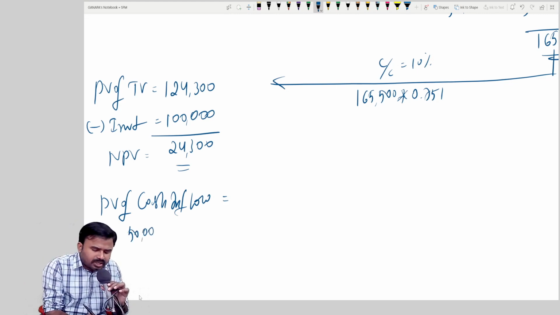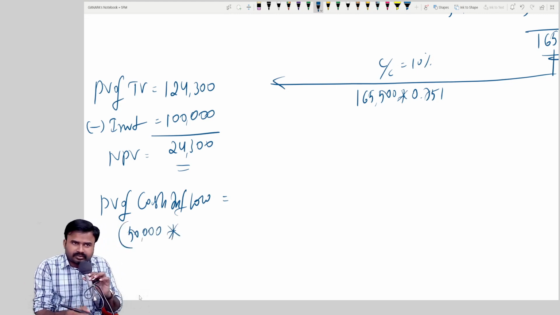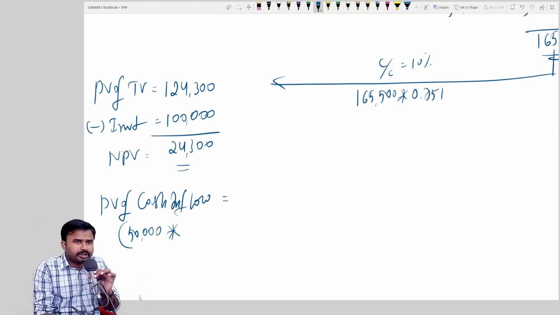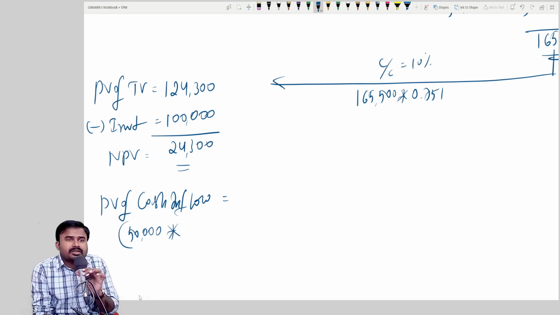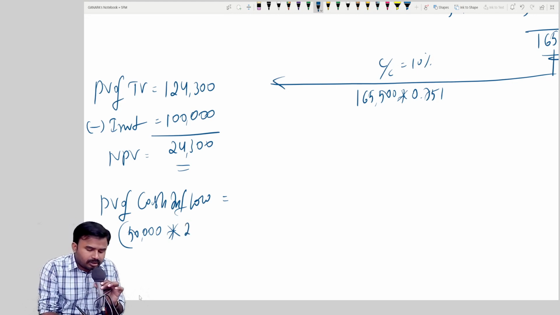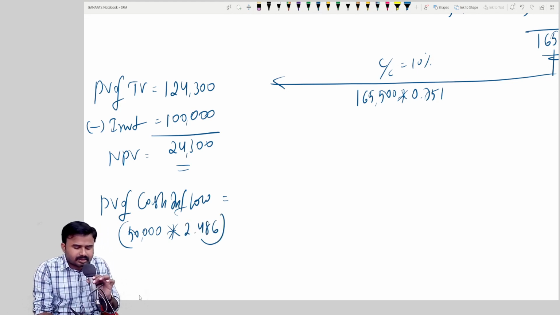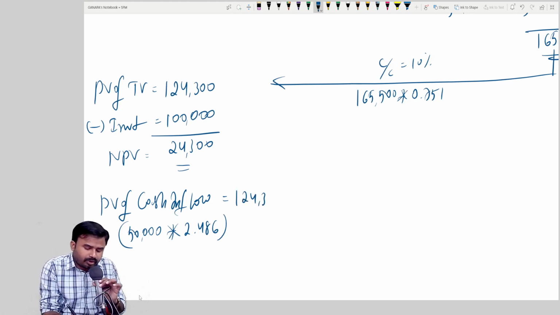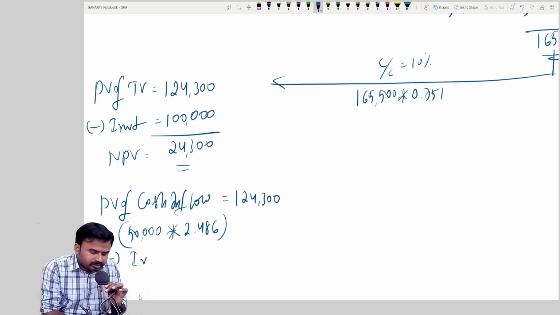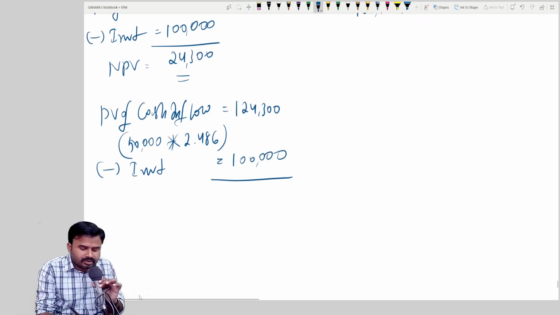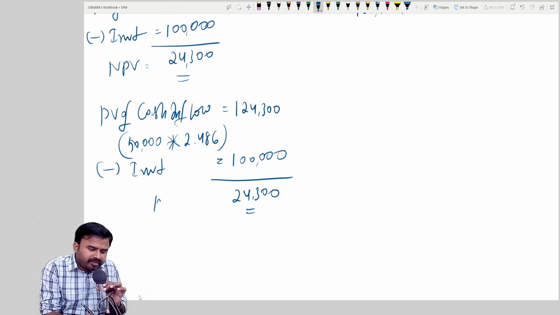50,000 into. Since the cash flows are equal, I can use annuity factor. Yes, tell me the annuity factor at the end of third year. 2.791. No. 2.48. Are you sure? Refer the factor tables. You don't have such tables. 2.486. Yes. 124 minus my investment 1 lakh. Then the difference. This is a regular way to calculate NPV, right?